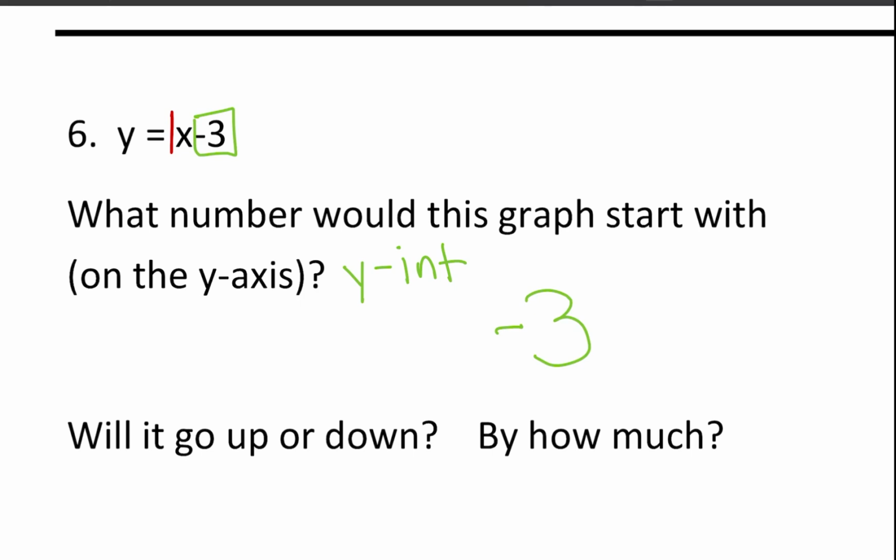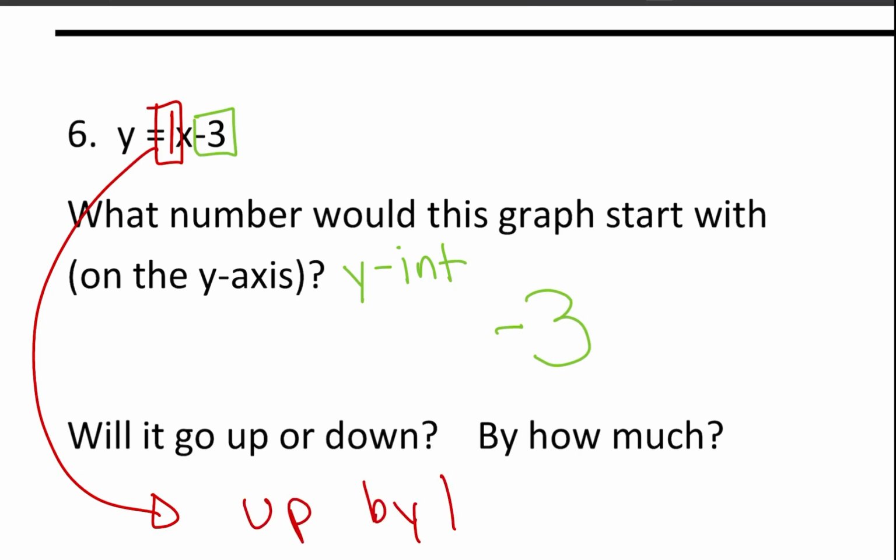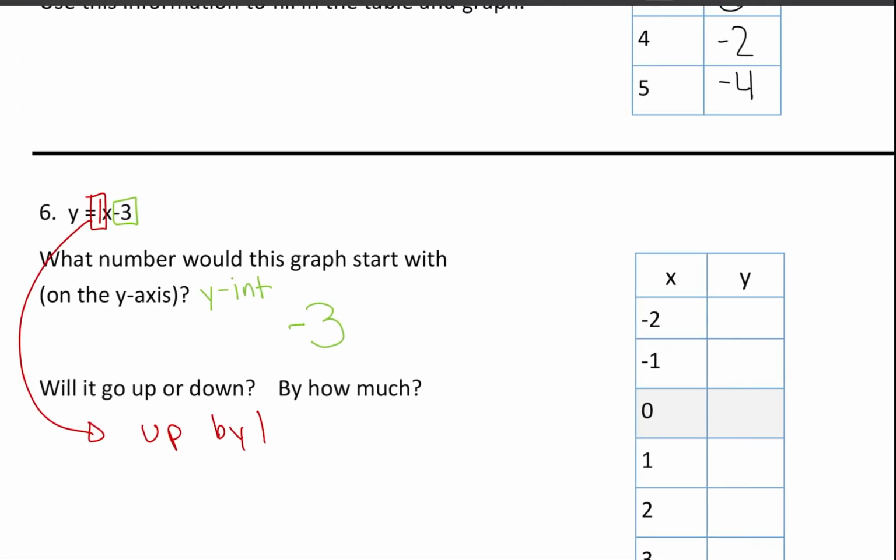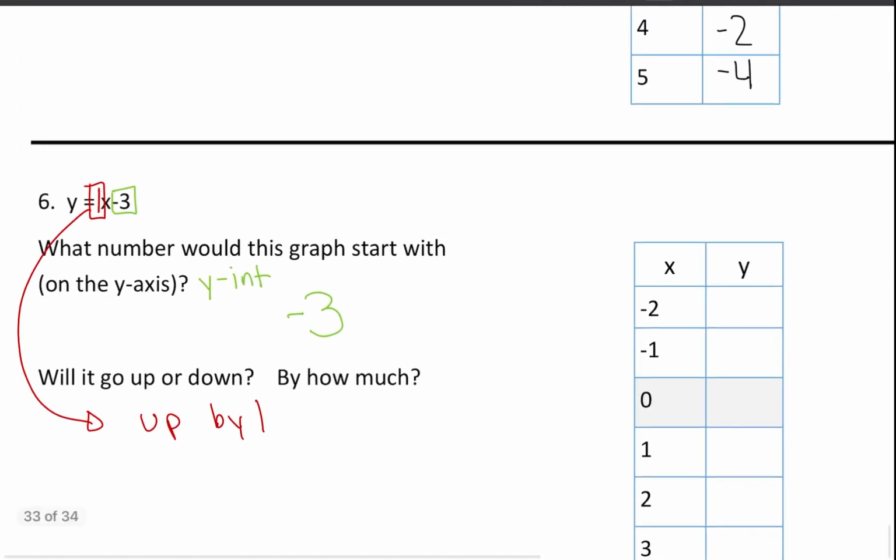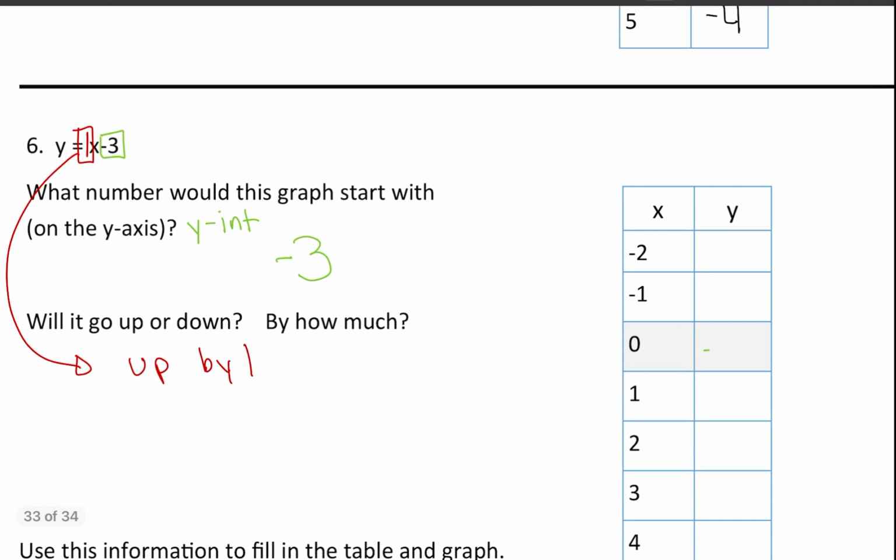What am I going to do as I go down the table? Well, this 1 is positive. So up or down? If it's positive, it's up. And we're going to go up by that 1. So looking at our table, our y-intercept goes with time 0, and it's a negative 3. As we go down our table, we are going up by 1, which is plus 1. Up, plus, same thing.